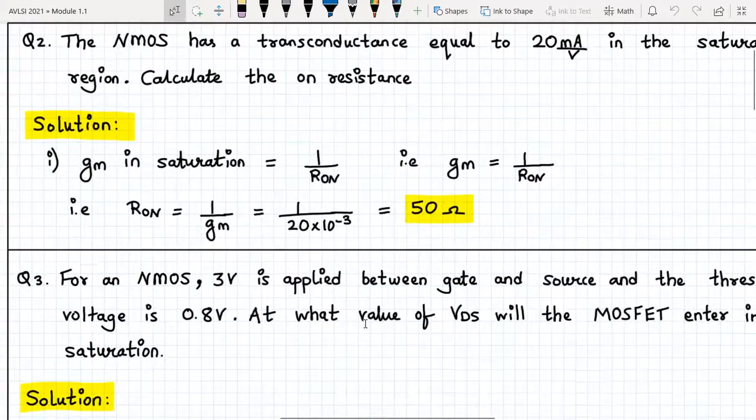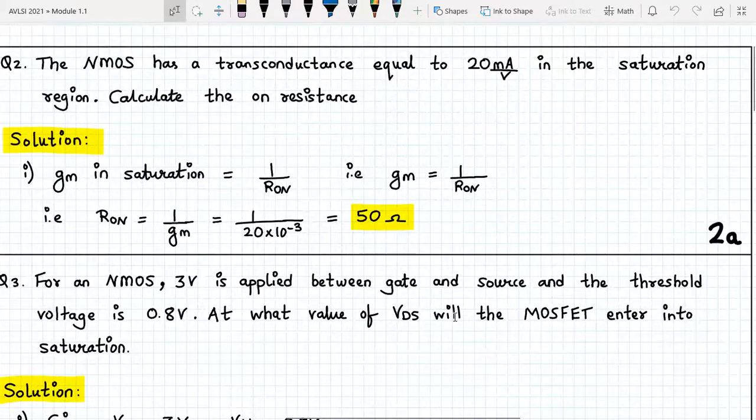So the next part is given over here: for an NMOS, 3 volt is applied between the gate and source. That means VGS is 3 volt, and the threshold voltage is 0.8 volt. At what value of VDS will the MOSFET enter into saturation? So over here, they have given the value of VGS as 3 volt. The value of the threshold voltage is 0.8 volt. At what value of VDS will the MOSFET enter into saturation?